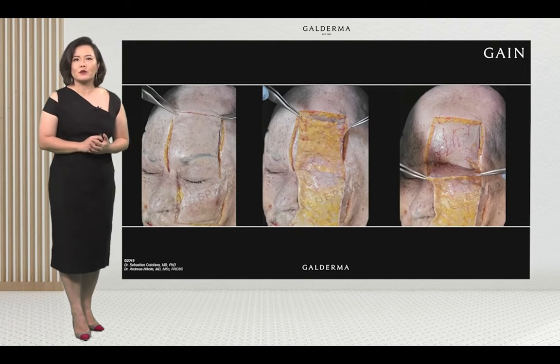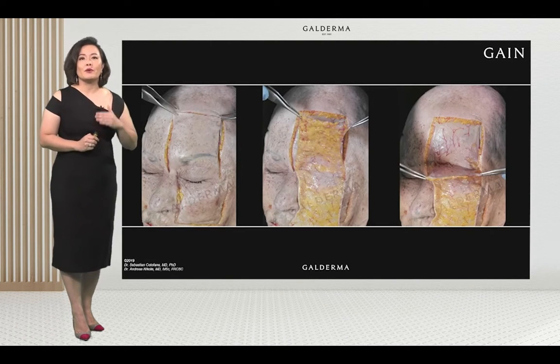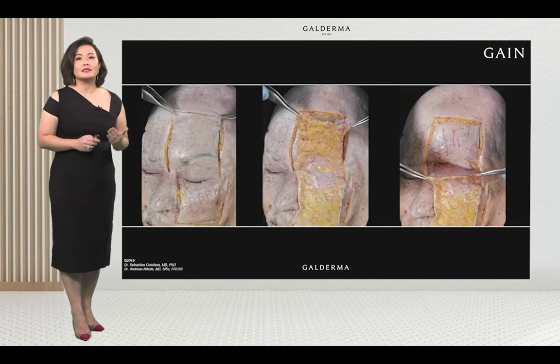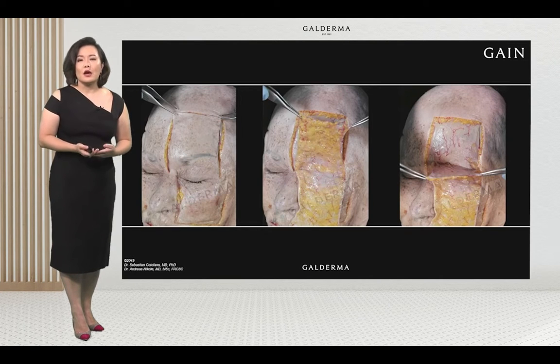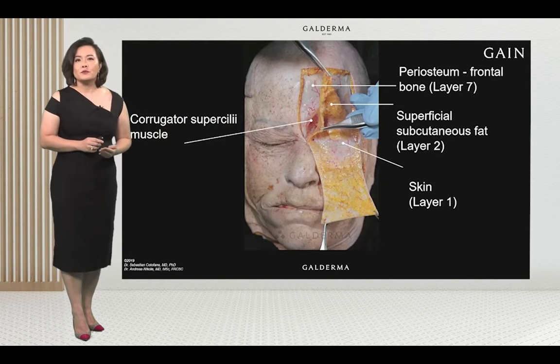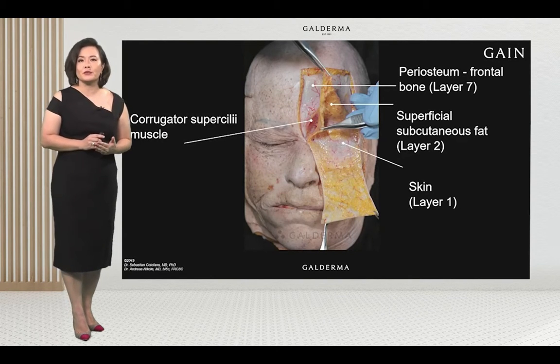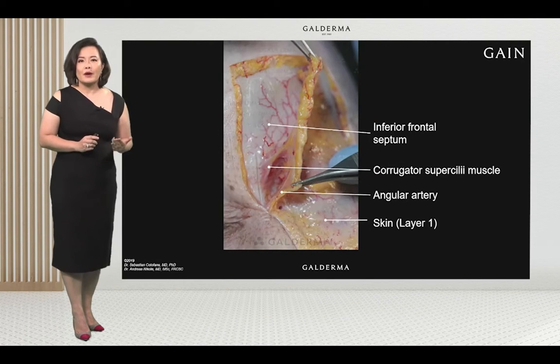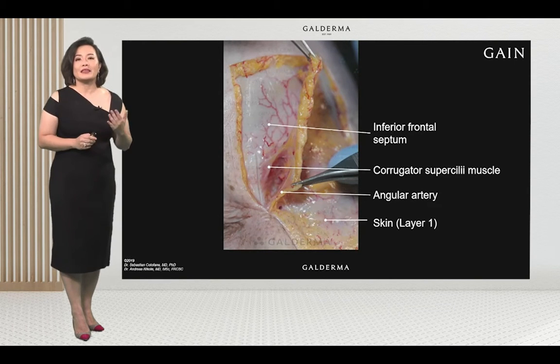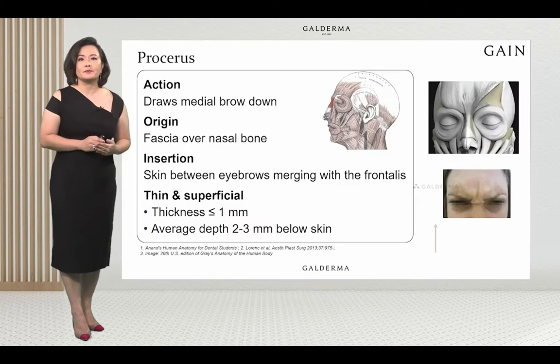Let's look at some anatomical slides. Here you can see when we flip over the skin, we see the subcutaneous fat and the frontalis muscle. And if we flip that down, we see the frontal bone, the periosteum, and then the corrugator at the corner. If we zoom this in, you can really see how right above the bone is the corrugator supercilii muscle. And around that area, we also have the angular artery, which is why the glabella is one of the most high-risk areas of injecting filler.